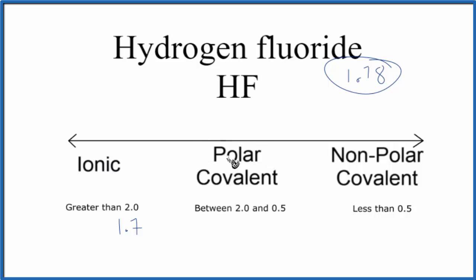For me, I think the thing that makes me comfortable with calling it polar covalent and covalent is it's a gas or a liquid. It doesn't form solids. Most ionic compounds, most all ionic compounds, they are solids. So since this is found as a gas or a liquid, I'm comfortable with calling this polar covalent.